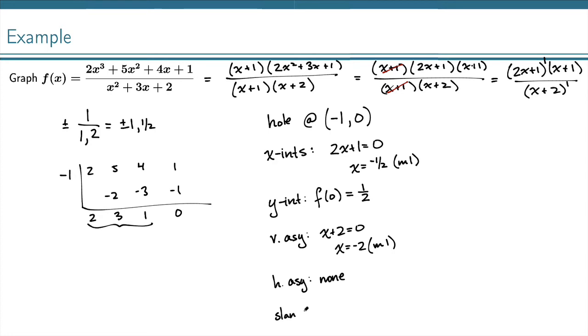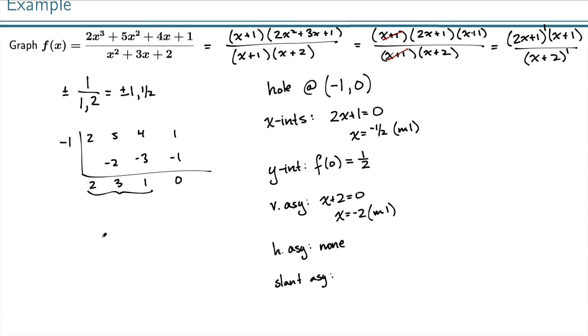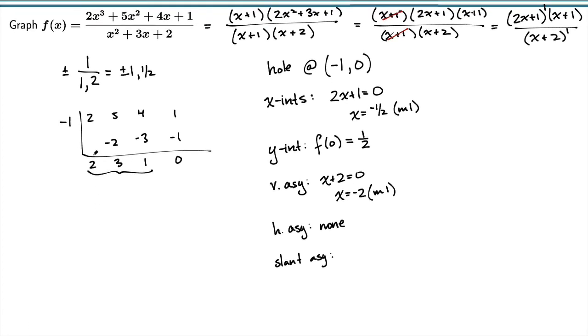For slant asymptotes, we need the degree of the numerator to be exactly 1 more than the degree of the denominator. In this case, it is. And so we know that we'll have a slant asymptote, and to find it, we will do long division. Now, we can do that long division with either this original one or with our reduced. I'm going to go ahead and do the reduced one.